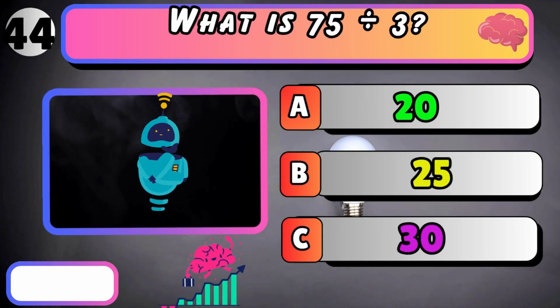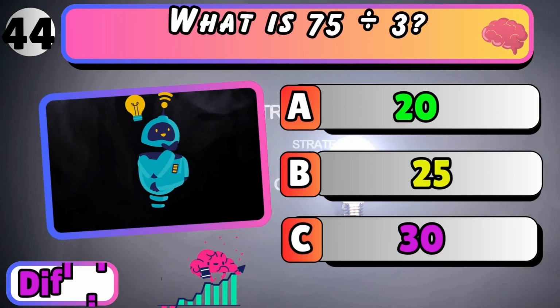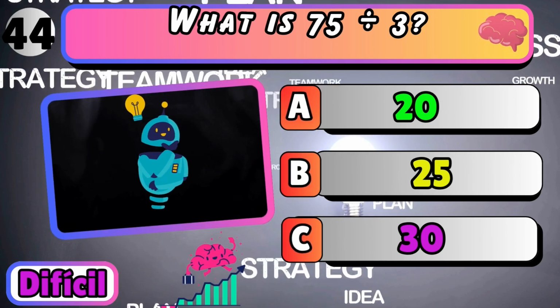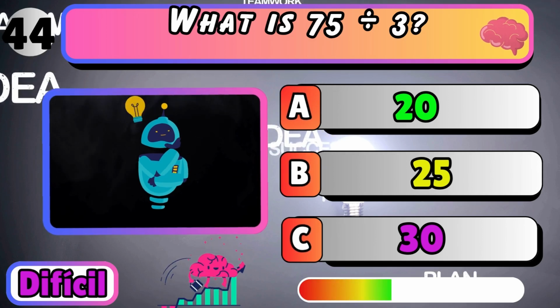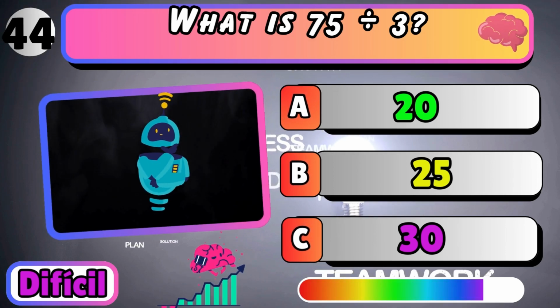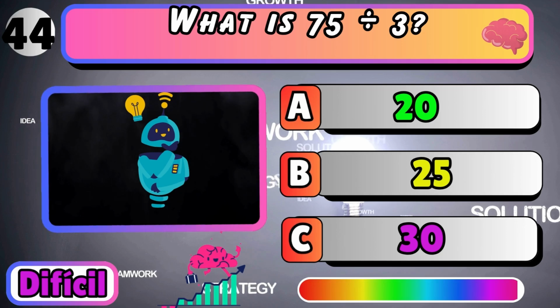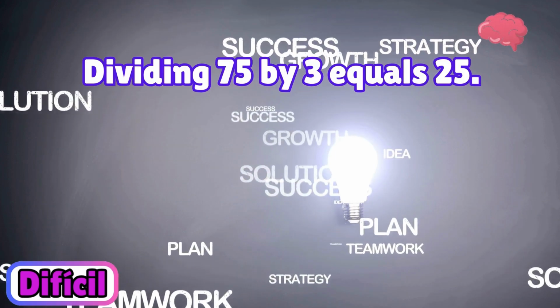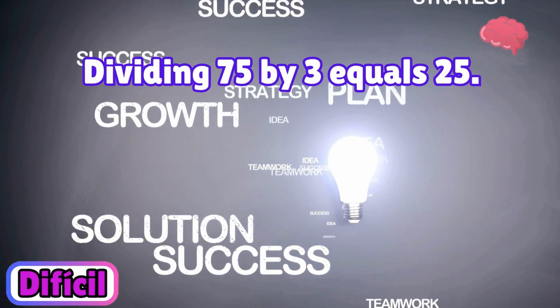What is 75 divided by 3? 20, 25, or 30? 25. Dividing 75 by 3 equals 25.